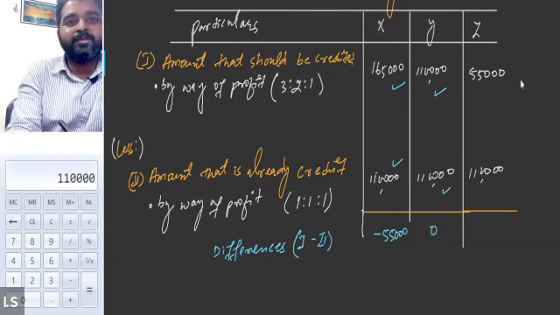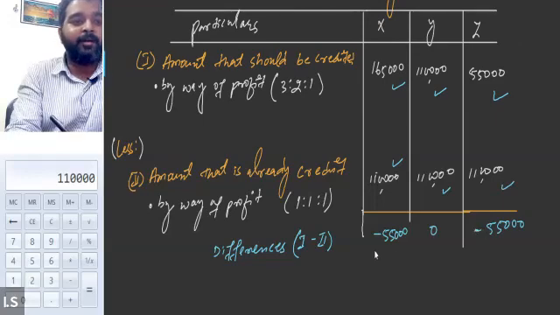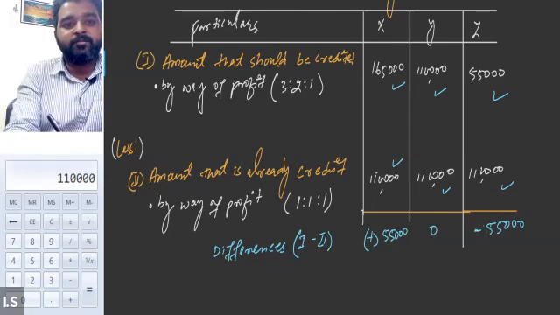Yes. Now let's talk about Z. Z should have got 55,000, but he actually got 1,10,000. That means we have paid an extra amount of 55,000 to Z. So can we say that Z will have to return this amount? Yes or no? Yes. So now we are having a negative balance for Z. 1,65,000 minus 1,10,000, we have a positive balance for X and a negative balance for Z.